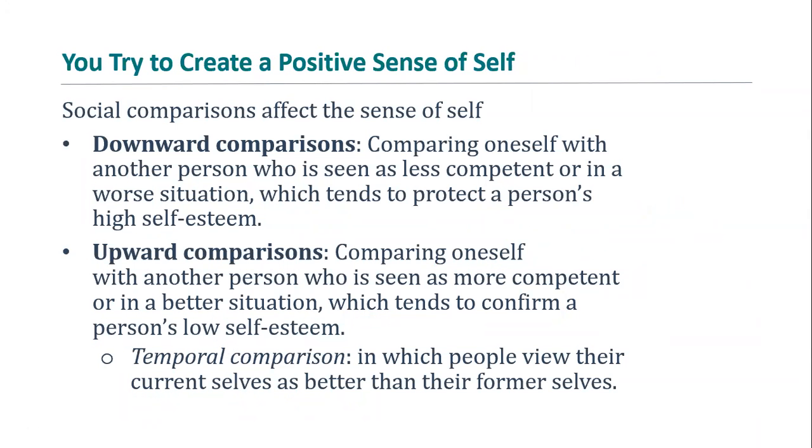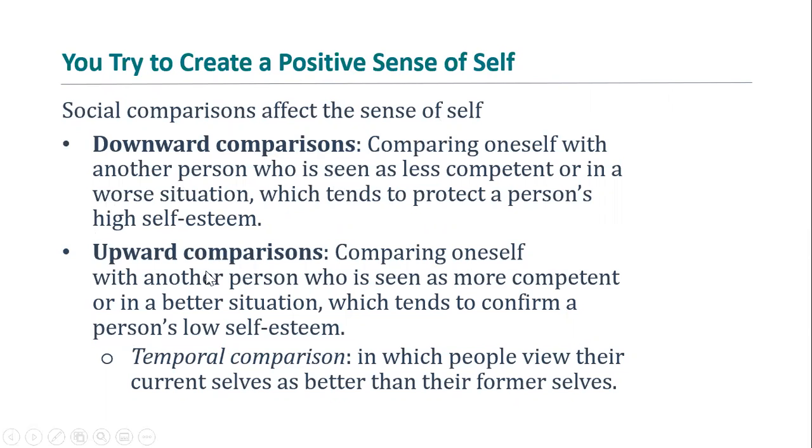So there's different ways that we can compare ourselves to one another. When we refer to downward comparison, this is comparing oneself with another person who is seen as less competent or in a worse situation, which tends to protect a person's high self-esteem. So downward comparison is taking somebody that's in a worse state than you are, comparing yourself to them and making yourself feel good because they are in a crappier situation than you.